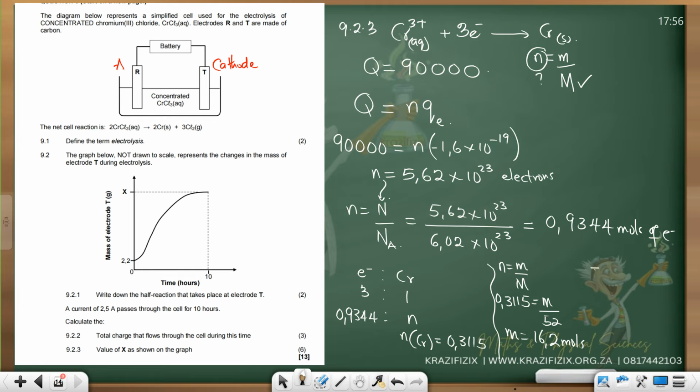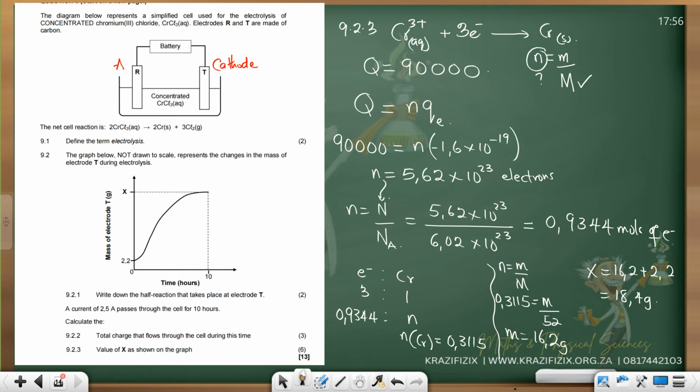So what is X? Grams rather. So what is X therefore going to be? 16.2 plus 2.2. And that will be what? It means we gained 16.2. It was 2.2 before. Then we gained 16.2. So X is now what? 18.4 grams.